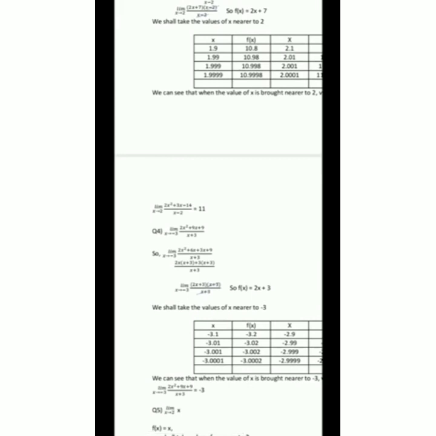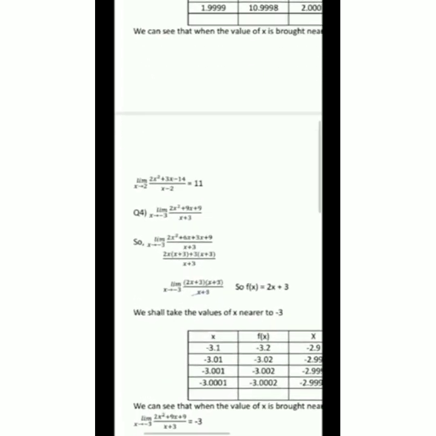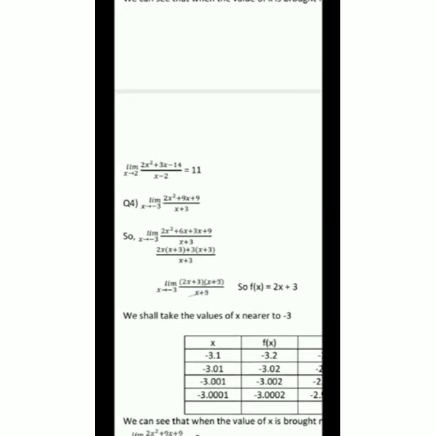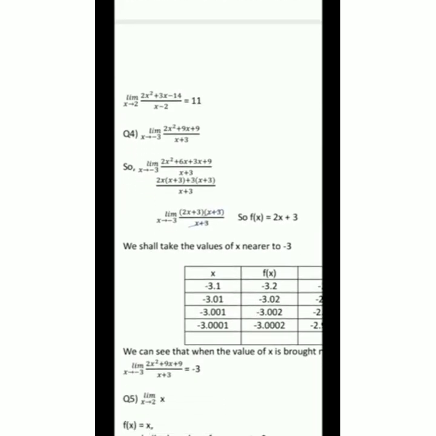Now moving down to our fourth sum, that is limit x tends to minus 3 of x square plus 9x plus 9 upon x plus 3. We have factorized it, and the answer we got is f(x) equal to 2x plus 3.